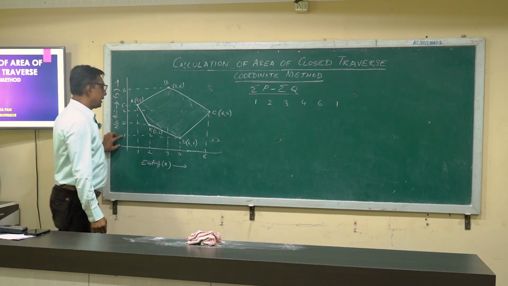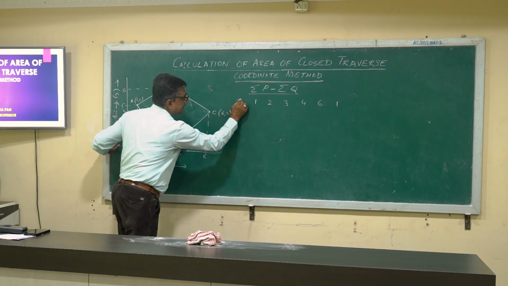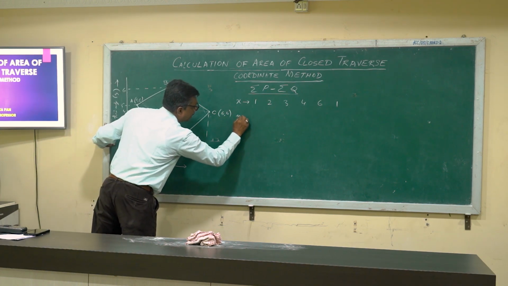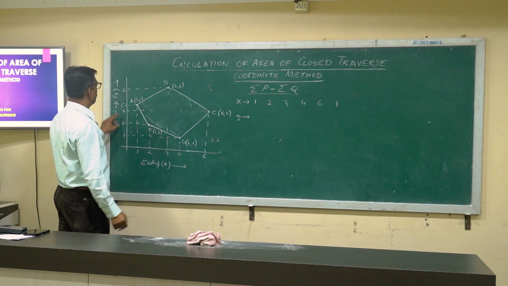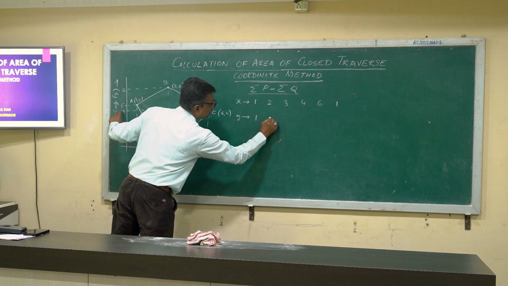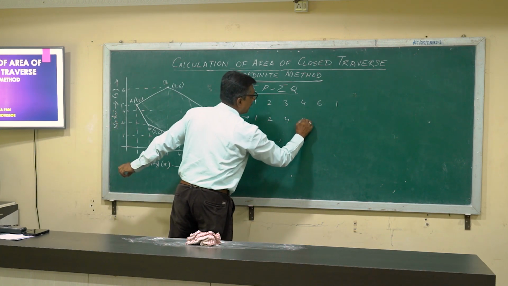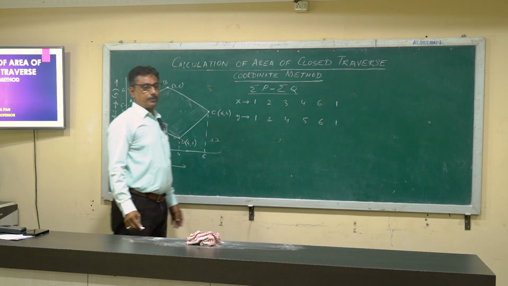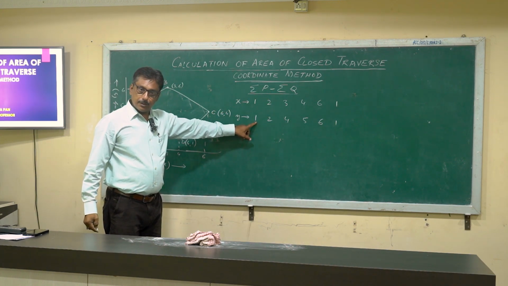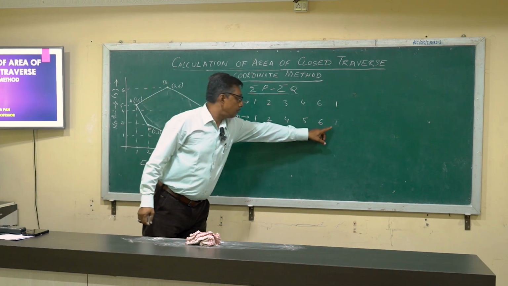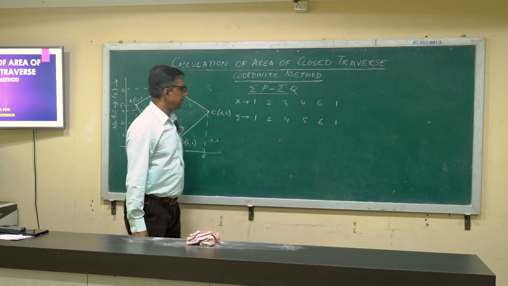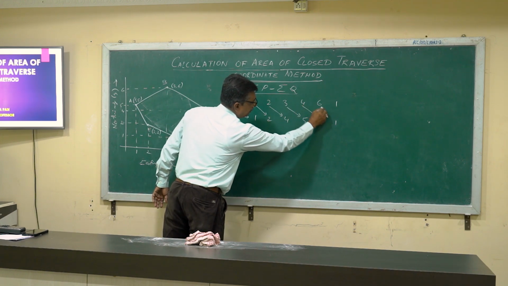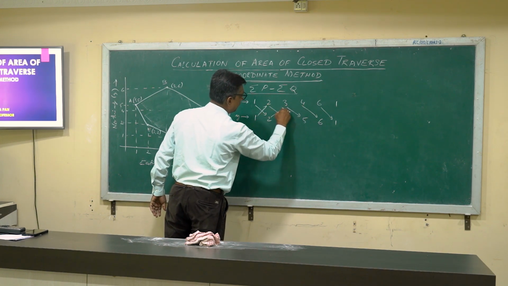Then again, these are the x values. Now these are the y values, starting from 1, 2, 4, 5 and 6. And again you have to copy the first x value and y value into the last cell. Now this is cross multiplication. You have to do this particular type of work.